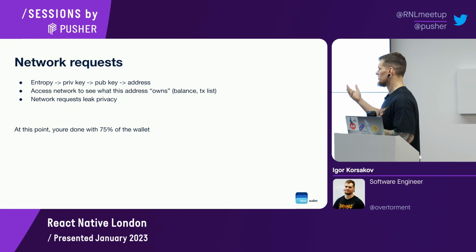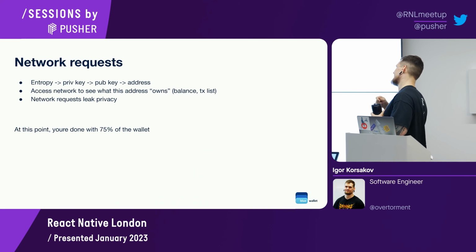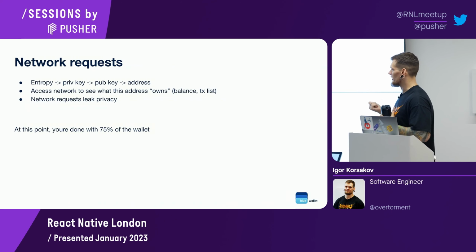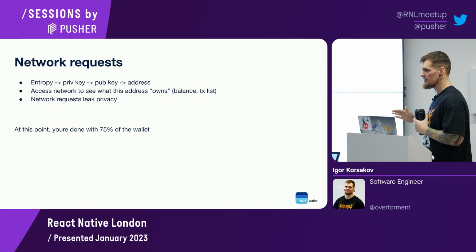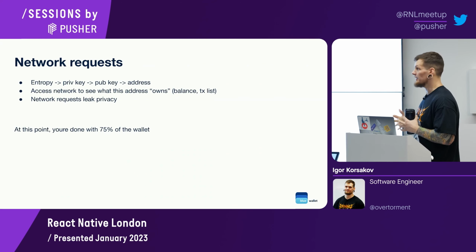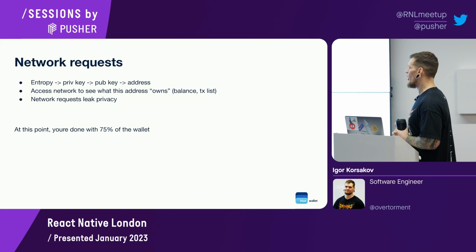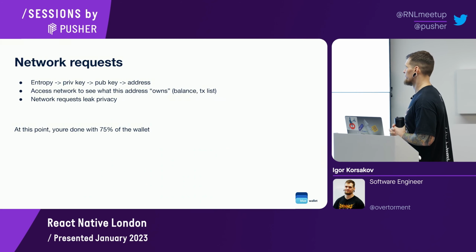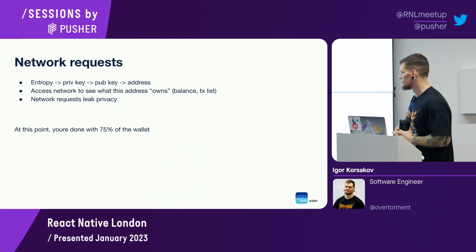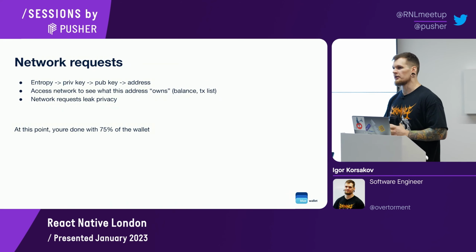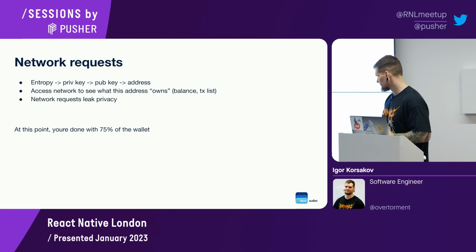You usually take Entropy, you convert it to private key. From private key, you make it an address, and then you can look up this address on some public APIs. 99% is going to be public API, sometimes paid. And you request the network, like what kind of assets are owned by this address. But be careful, because network requests leak privacy. So if you're really privacy-oriented, there are better solutions than just hidden public APIs.